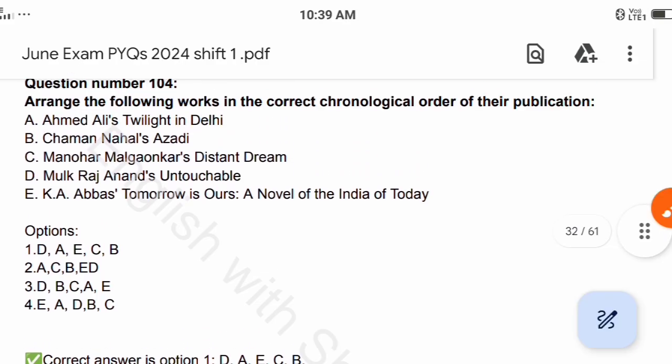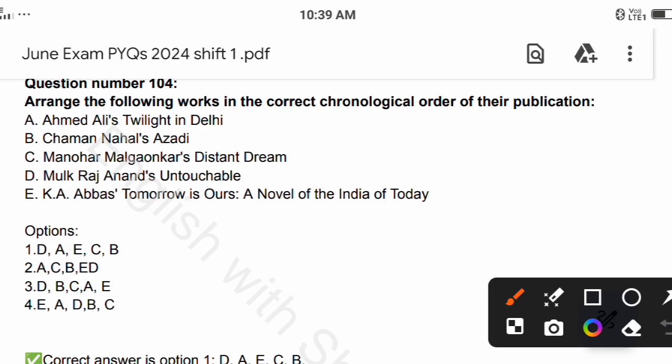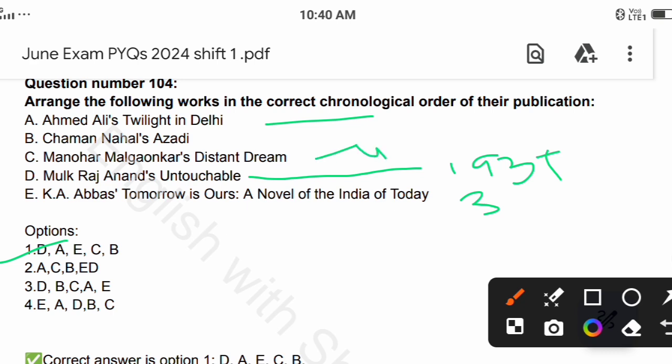Option 1, the first one. You have to put Untouchable first, which was published in 1935, I guess. Second, you have A, Ahmad Ali's Twilight in Delhi. Third, you have E, Tomorrow is Ours, a novel of the India of today. Next we have C, Manohar Malgaonkar's Distant Dream. Fourth and the last one, B, Chaman Nahal's Azadi. This is the correct chronology of the publication of these works.